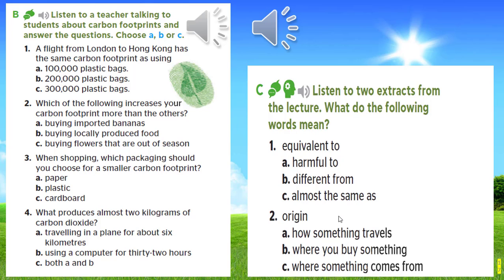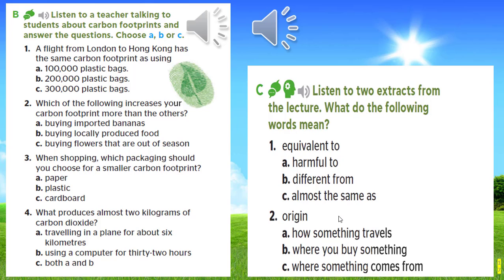We all know that each of us has a carbon footprint. But we don't always realize how much carbon dioxide we produce through our actions. Today, we are going to look at some of the things that people do every day and the carbon footprint each action leaves behind. Did you know that a direct flight from London to Hong Kong takes a little over 13 hours and produces carbon dioxide equivalent to using 300,000 plastic bags?